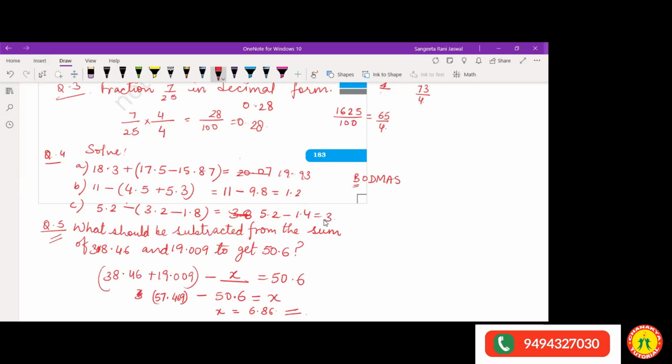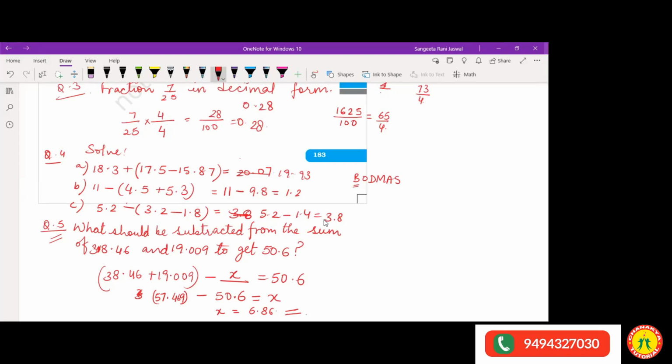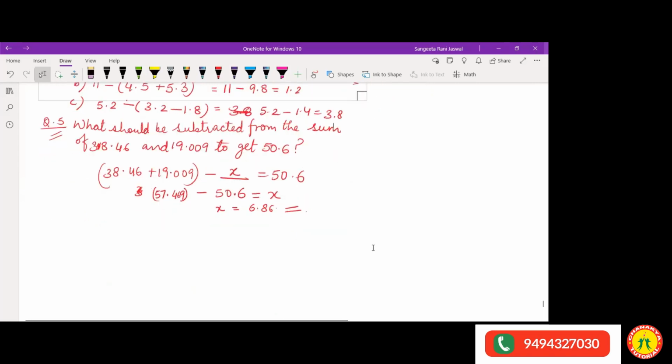Sritesh, please check your work. It's 3.8 only. Ma'am, I think he added 3.2 and 1.8 instead of subtracting. Must have done something. Sritesh, check your work again. Okay, ma'am. Okay, beta. Now let's do some conversions.